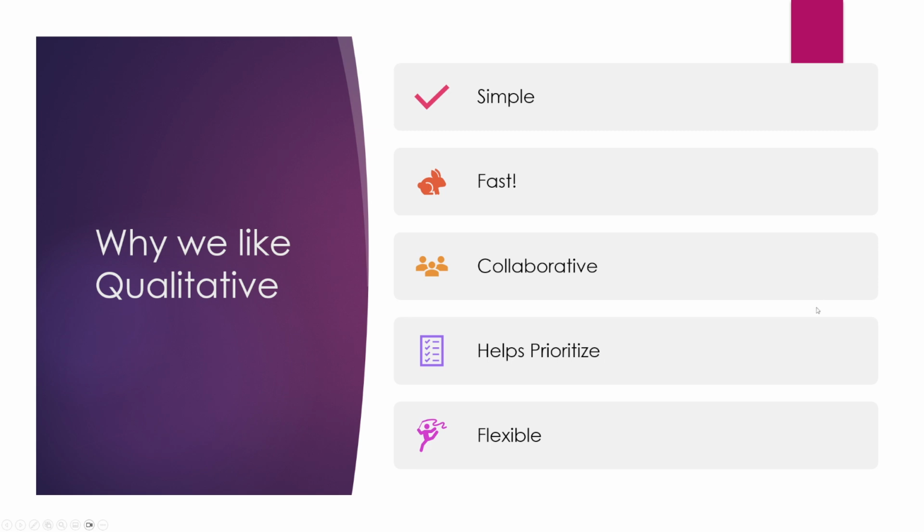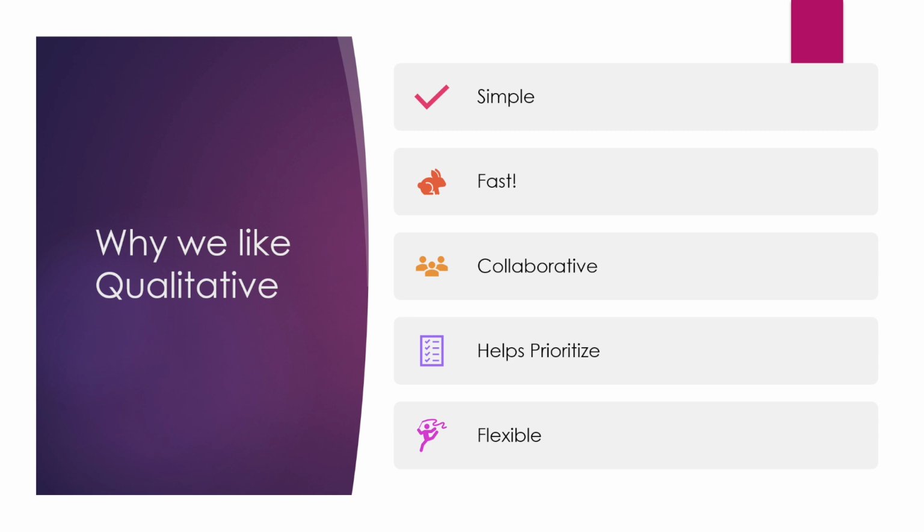Why do we like qualitative? Well, it's simple. Qualitative analysis is faster and easier to perform than quantitative analysis because it relies on subjective judgment rather than detailed data collection. It's fast. It's collaborative. We want to make sure that we're asking people around us. Collaboration across departments. It relies on expert judgment and input from all the various stakeholders in the organization.